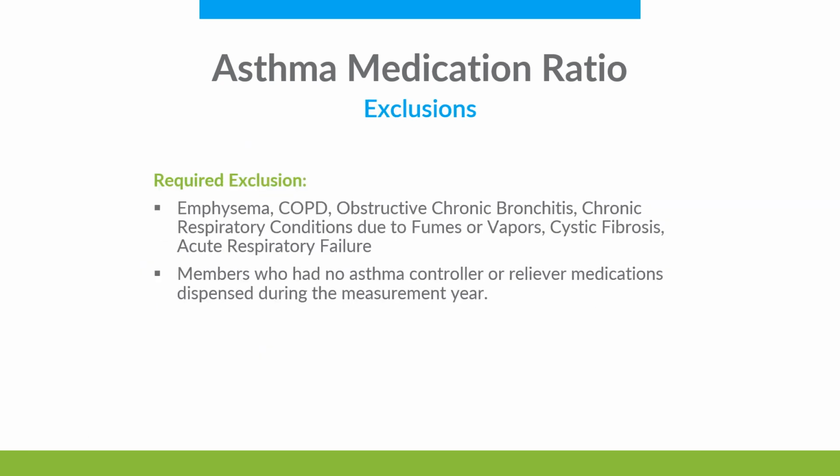Exclusion criteria for this pharmacy measure is as follows. The required exclusion criteria is emphysema, COPD, obstructive chronic bronchitis, chronic respiratory conditions due to fumes or vapors, cystic fibrosis, acute respiratory failure. And lastly, members who had no asthma controller or reliever medications dispensed during the measurement year.